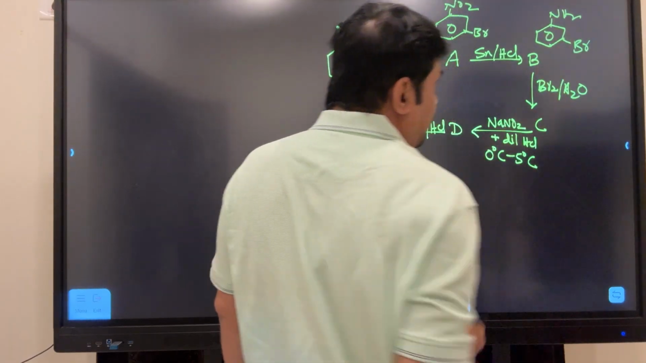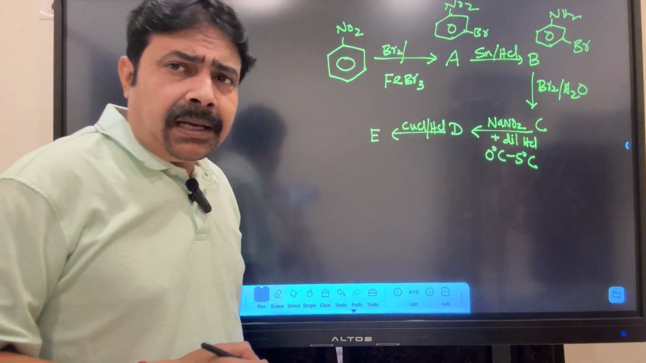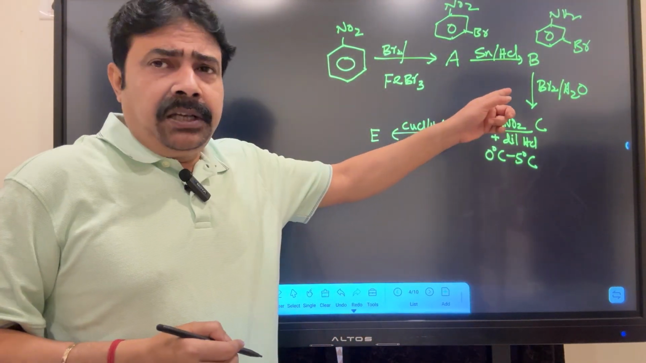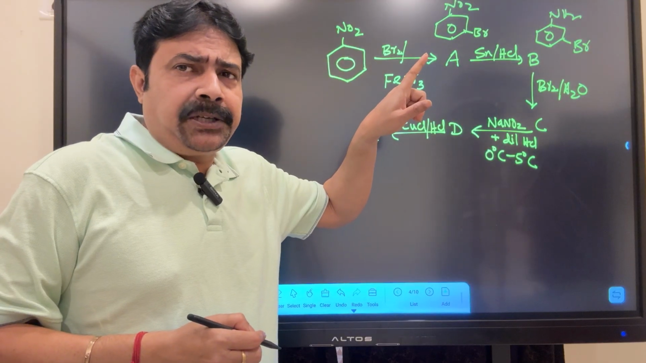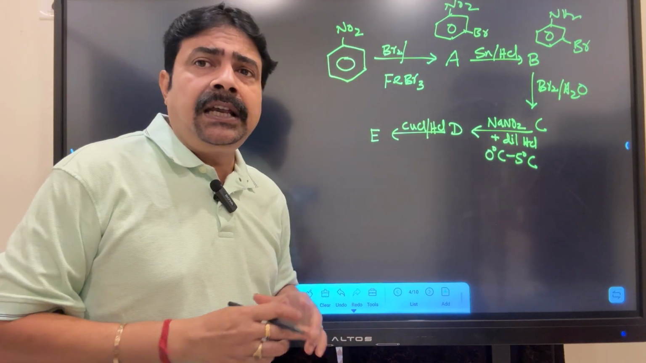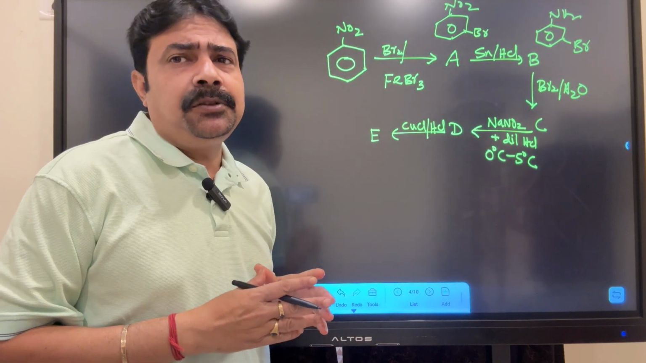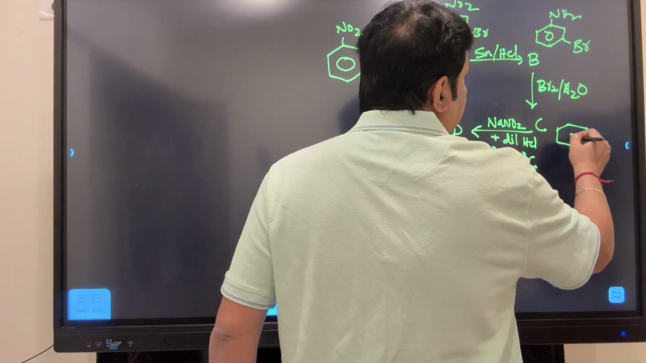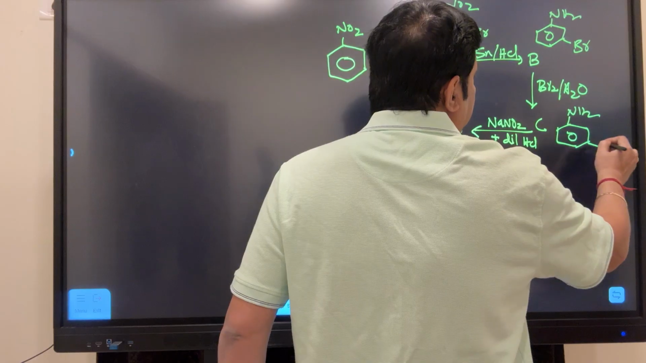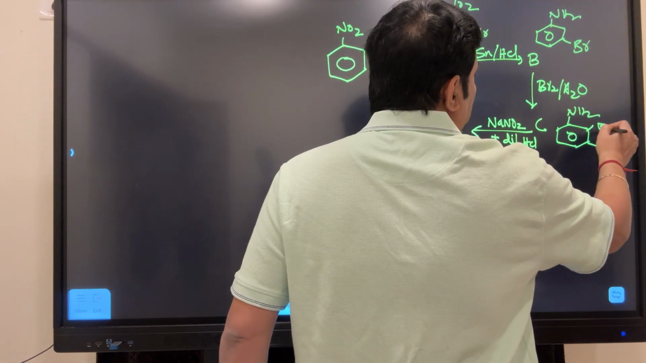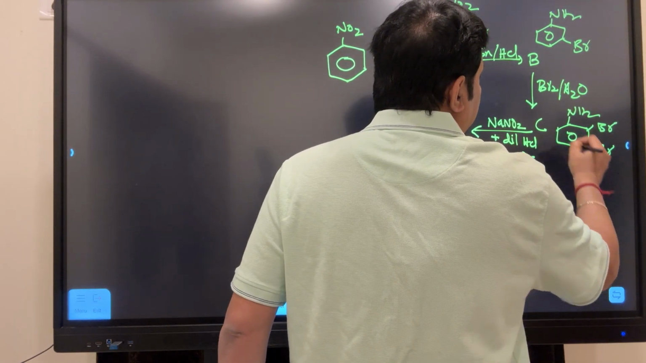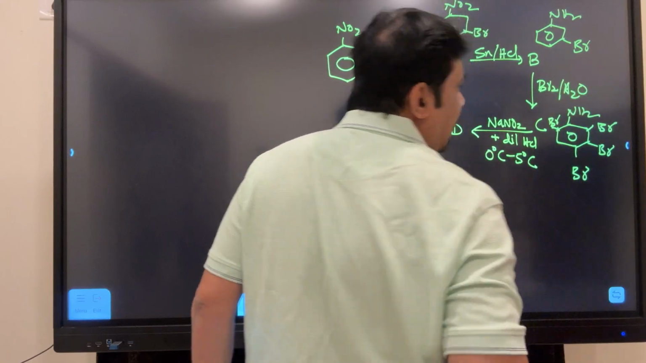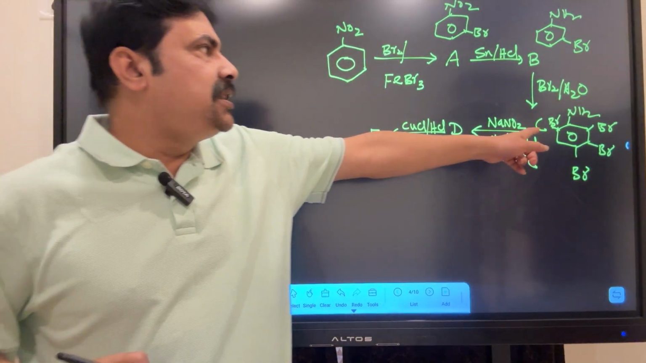Now they are giving bromine water. NH2 is an ortho-para orienting group. With bromine water, all ortho and para positions with respect to NH2 will be filled up by the electrophile, that means bromine. So C will be nothing but your NH2, where the meta position bromination was already there, but with respect to NH2 all ortho and para positions will have bromine. That's why C will be this one.